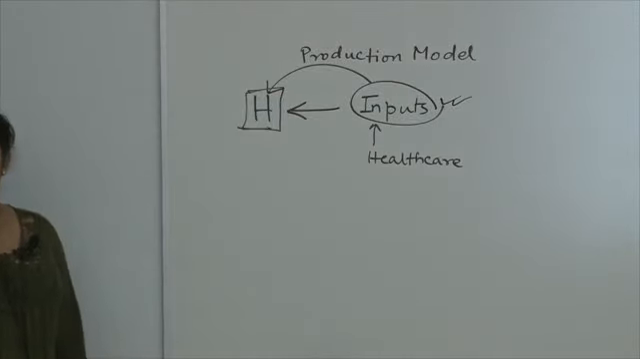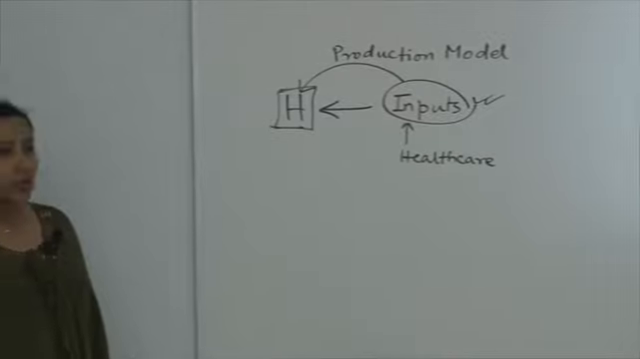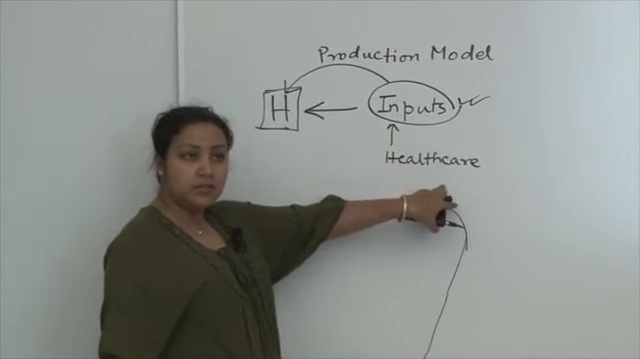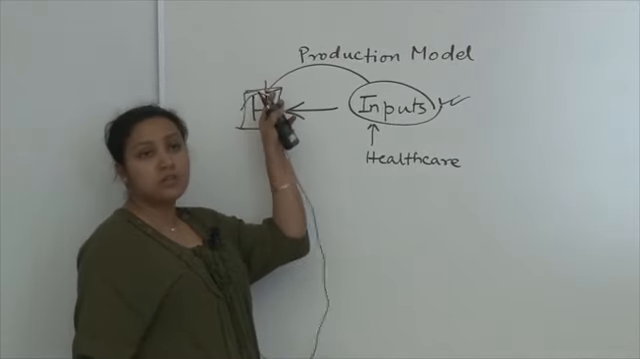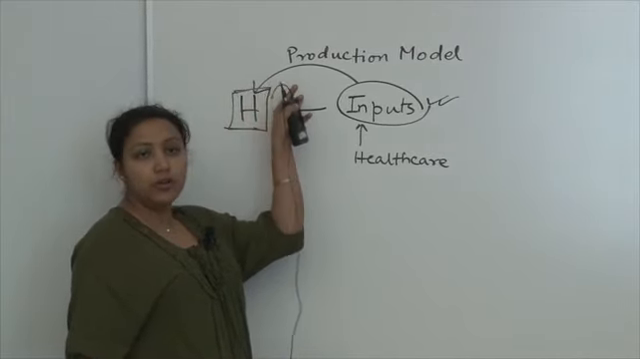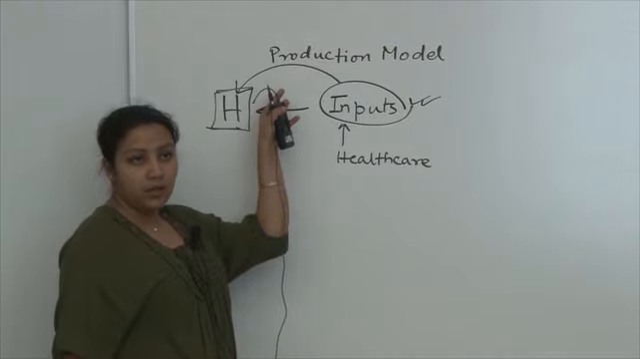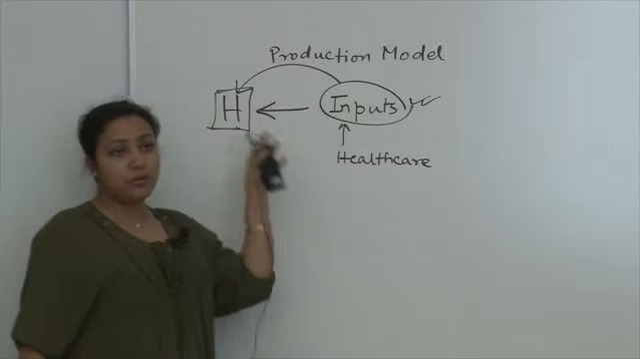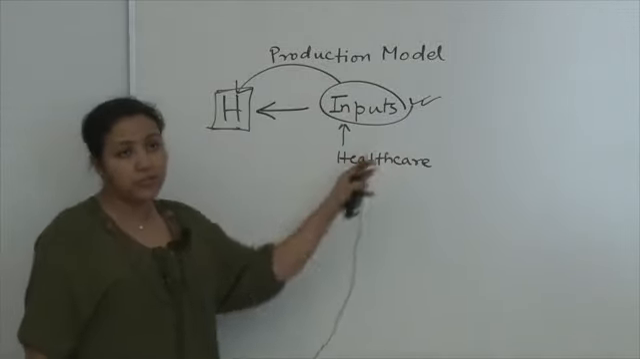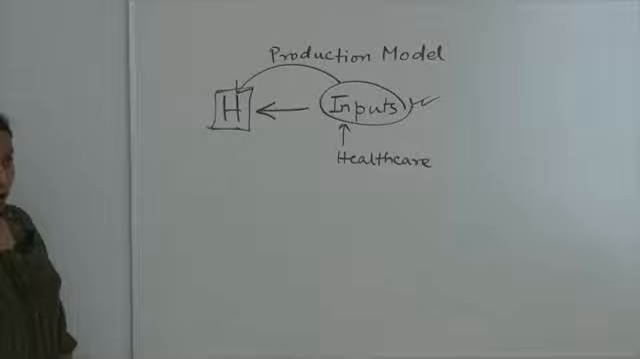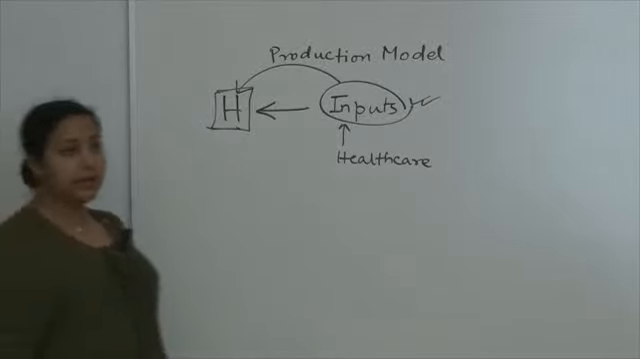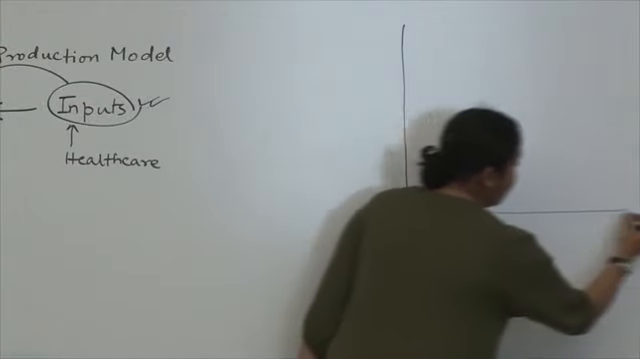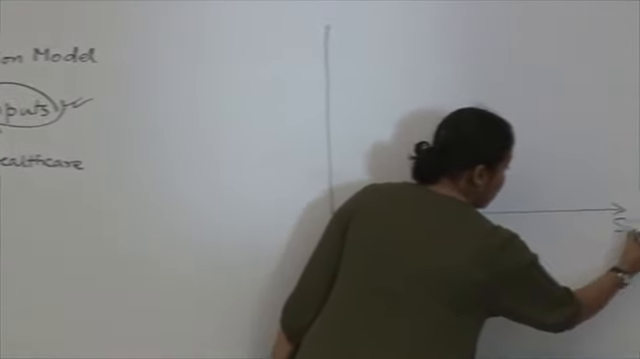So in that sense, the Grossman model is a production model, because you are combining certain inputs like healthcare services, and you are producing a certain output. The output is the stock of health. Now we can make a diagrammatic representation of this production model, and that is exactly what we are going to do right now. On the two axes, we are going to have the output, which is the stock of health.